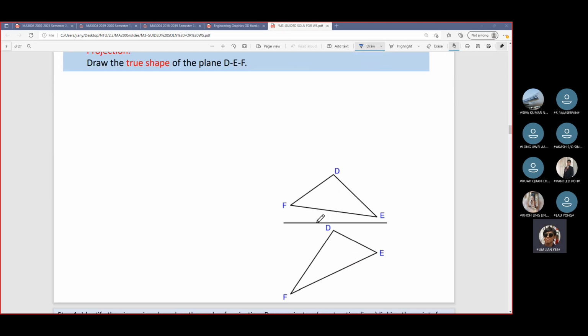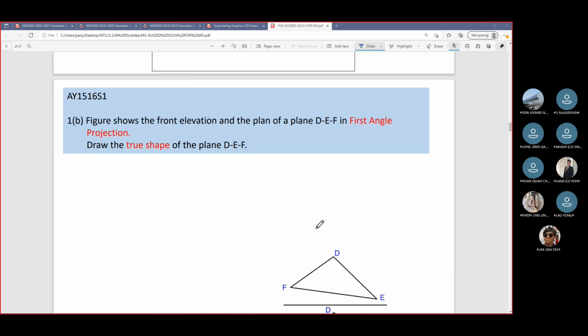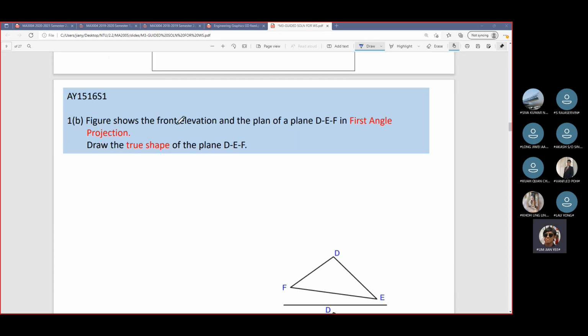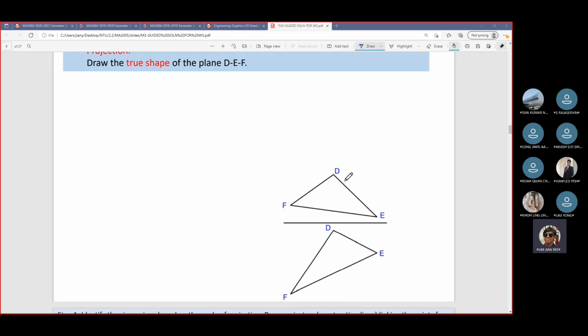Yeah, there are questions like this. This is another one, front elevation plane. So this is just a triangle, F, E, D. You're just viewing a triangle piece of paper in 3D space at different angles.